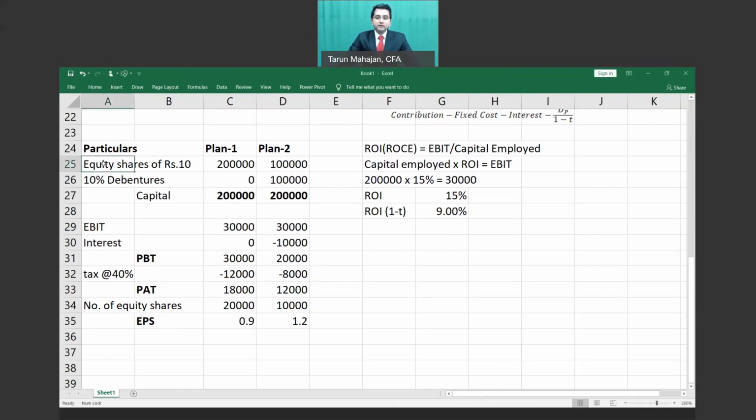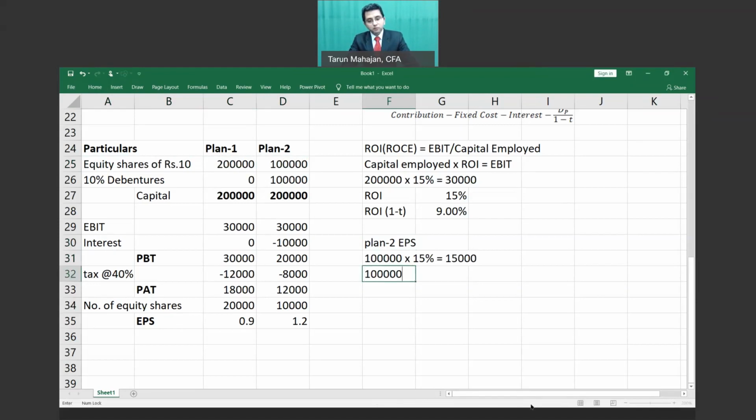Look, number one, equity shareholders are earning 1 lakh rupees multiplied by 15%, that is 15%. So plan 2, EPS. Now I am calculating in a different manner. Look, 1 lakh rupees is the amount of equity on which you will be earning 15% ROI. So 15,000 is one thing.